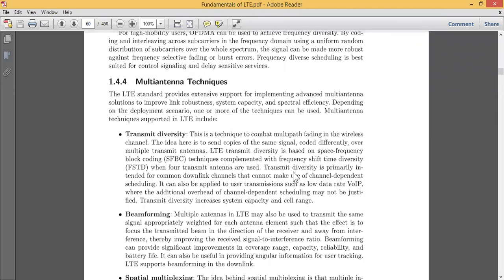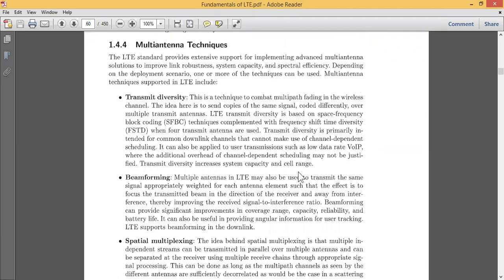Now, coming to the next topic, multiple antenna or multi-antenna techniques. If you have more than one antenna, we call it multiple antenna, or we can also call it an array of antennas. So LTE standards provide extensive support for implementing advanced multi-antenna solutions. Why it has to provide these solutions is just to improve link robustness.